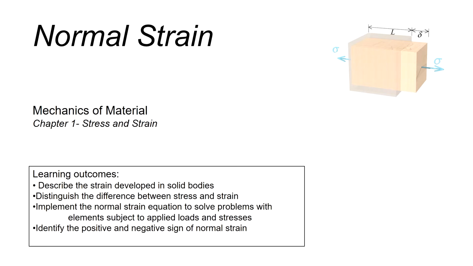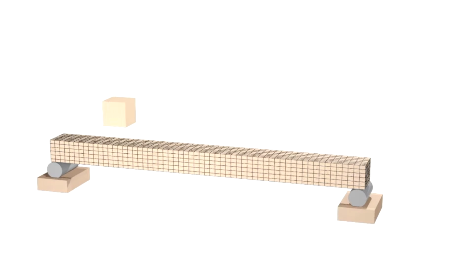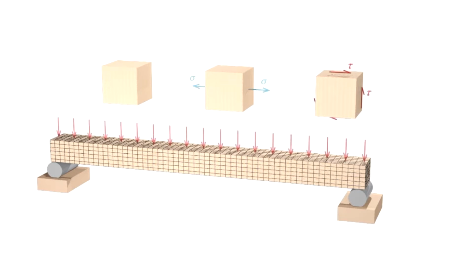In the previous lecture, we have learned about stress as the first building block of mechanics of materials. This lecture is about strain as the second important physical quantity to study the effect of forces on the object. The forces acting on a body distribute internally. The intensity of internal force at any point inside the body is called stress.